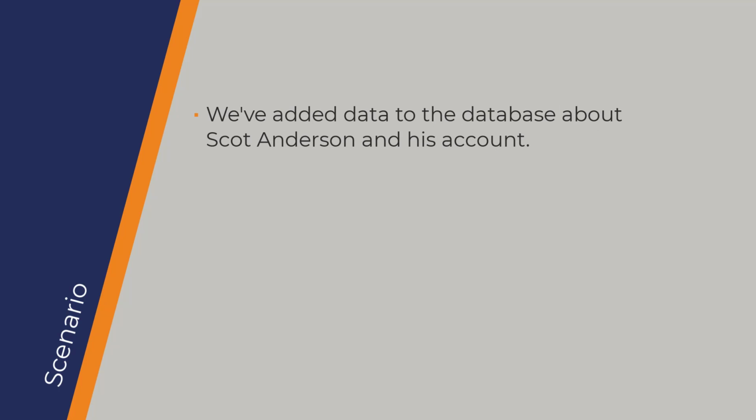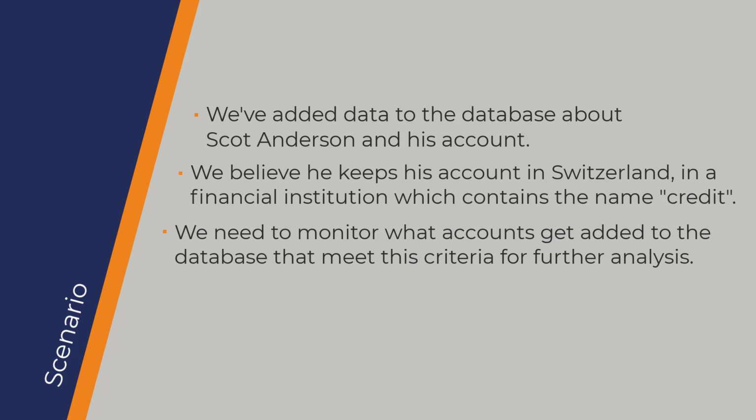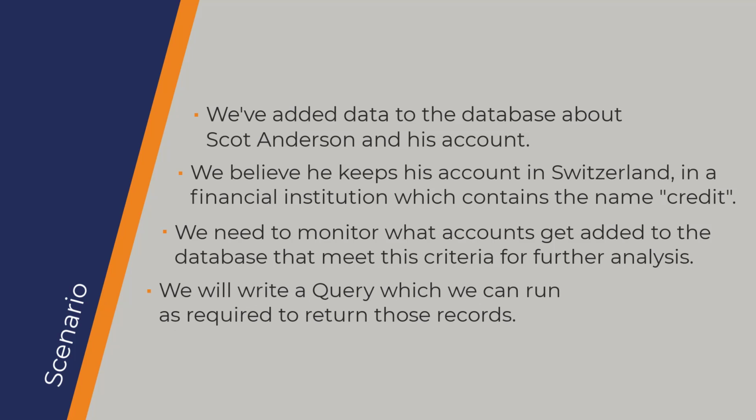To put this into context, we've added data to the database about Scott Anderson and his account. We believe that he keeps his account in a Switzerland financial institution, which contains the name Credit. We need to monitor what accounts get added to the database that meet this criteria for further analysis. Rather than building an advanced search each time we need the data, we will write a query which we can run as required to return those records. Let's see how we do that.